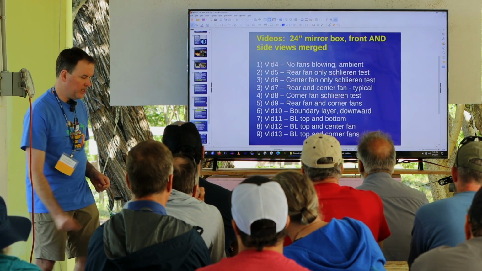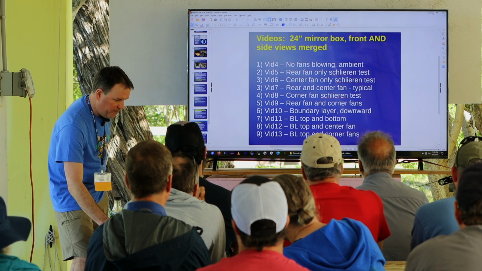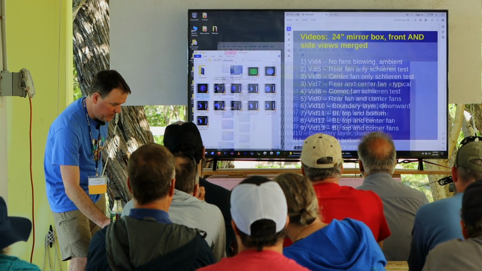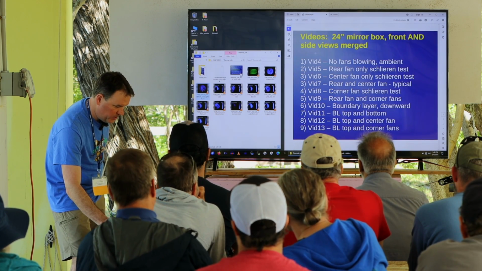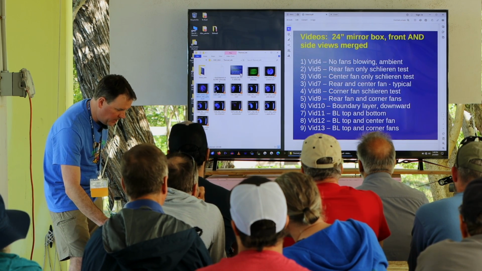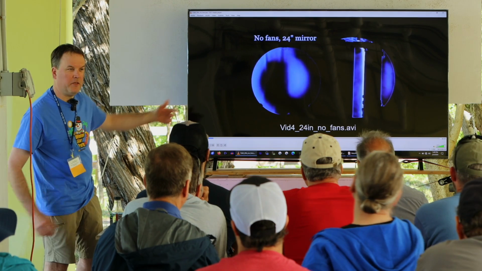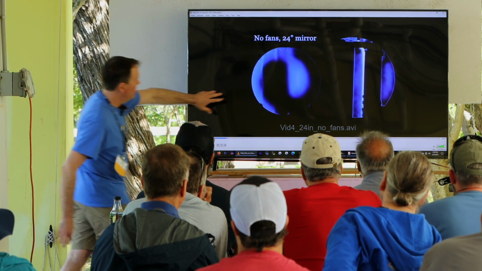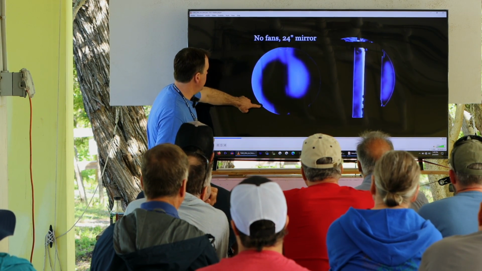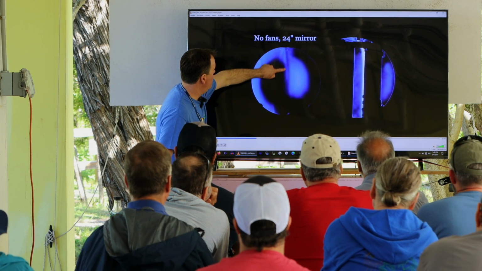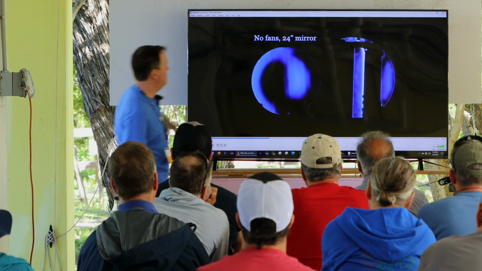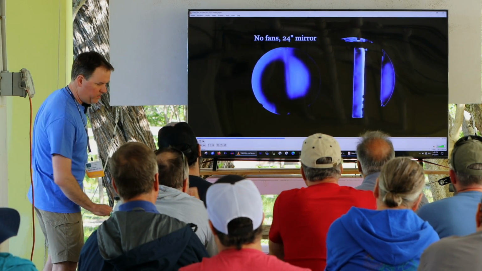So here are the videos. We're going to start out with no fans blowing, just ambient. I'm going to get this out of the way. So again, no fans blowing, just ambient. Now this mirror has correction in it. So you're going to see those parabolic shadows, but you're just looking at the changes in the shadows. So you see some air moving here, going up. I'll just step out of the way and let it go.